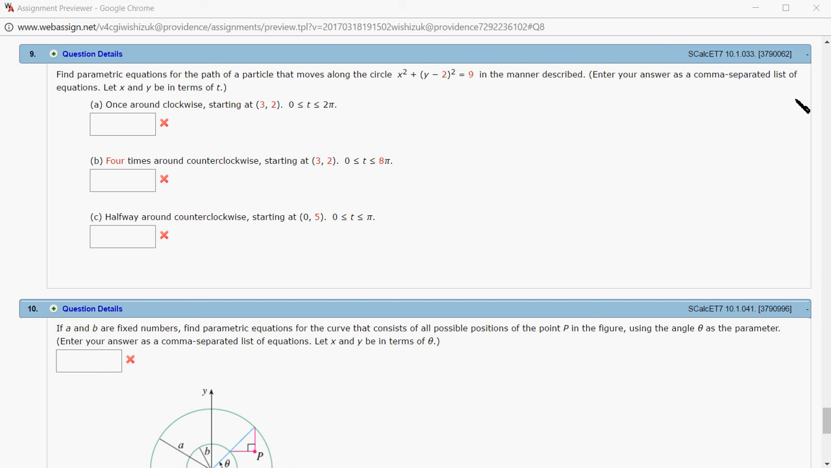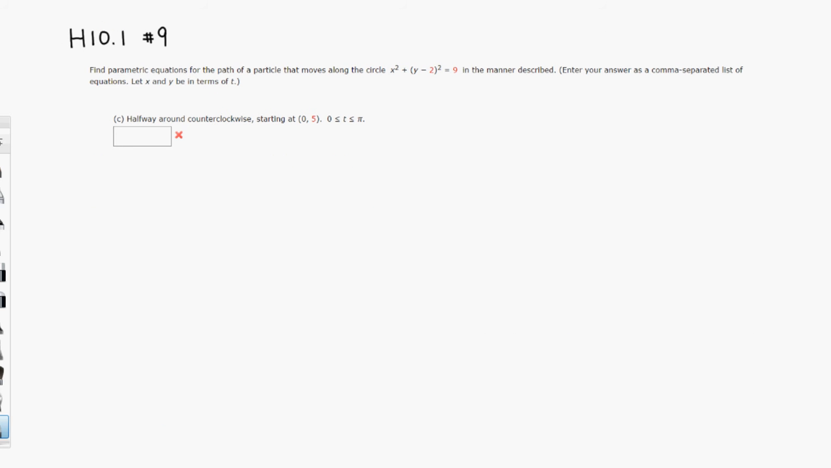All right, let's look at homework 10.1, problem number 9, part C. We want to come up with the parametric equation for this circle, but in a particular manner. Let's start with the regular one. So we think that the parametric equation is x equals, y equals, right?